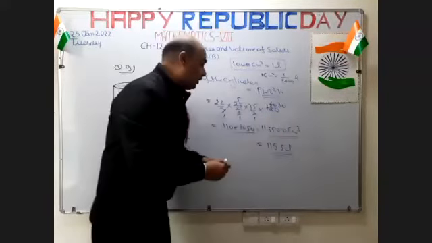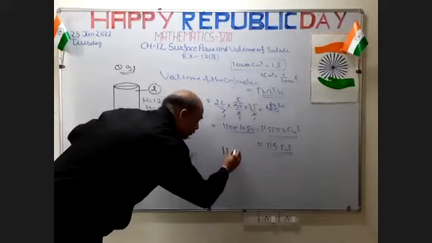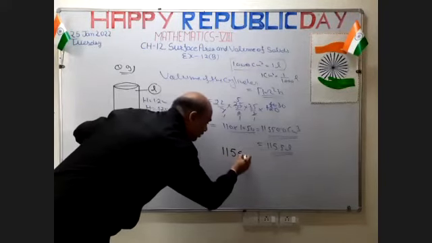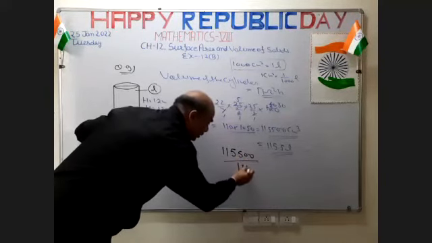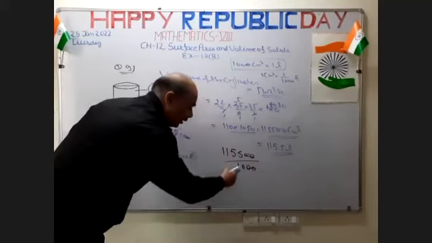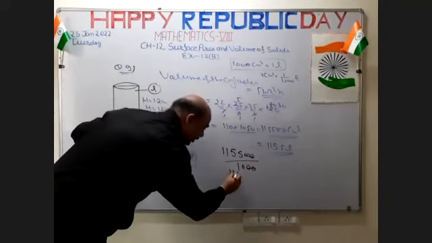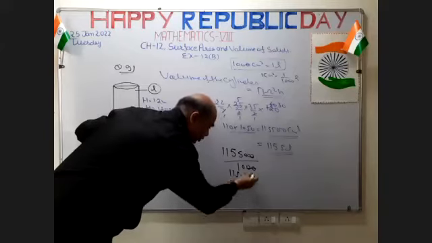So when you divide it by 1000, see, 115,500. Now divide it by 1000. See, the zeros are going to be cancelled. Now 10 left. So the answer becomes 115.5 liters. So this is the answer.